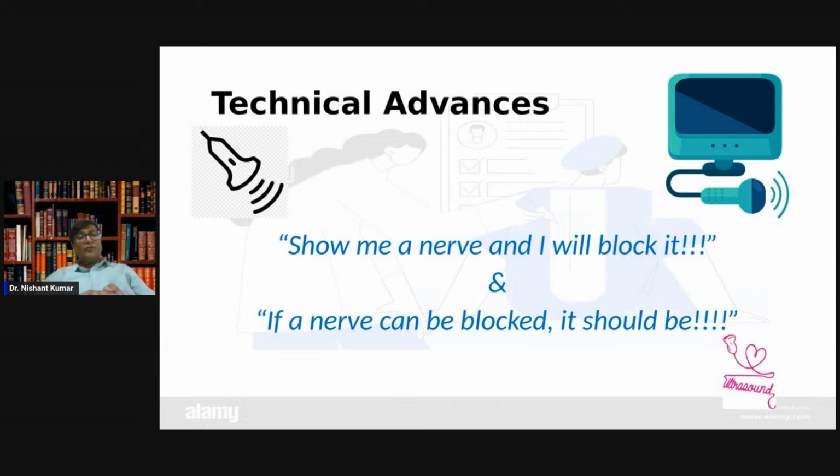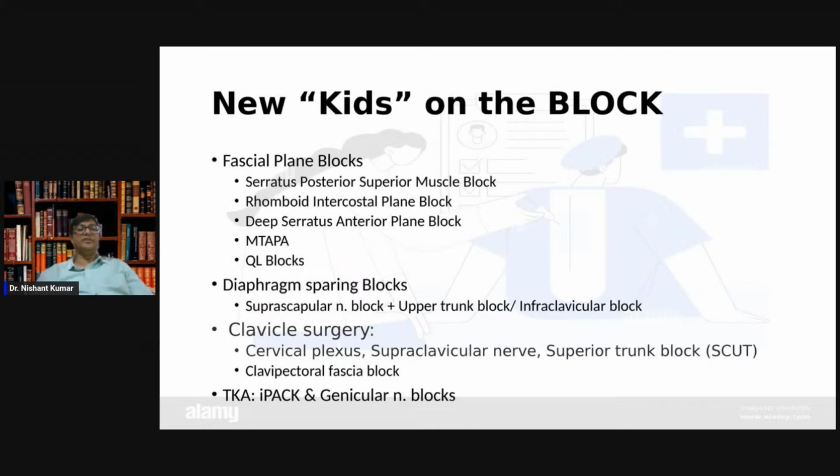So one of our anesthesia colleagues has said, "Show me a nerve and I'll block it." Ultrasound has practically made it possible. And to that, I've added that if a nerve can be blocked, it should be. So whether you're giving general anesthesia or any other form of anesthesia, if you can block a nerve, please do so because of the advantages which I mentioned at the beginning. So please don't withhold regional anesthesia. If you can administer a block, please do so, and you'll see the difference.